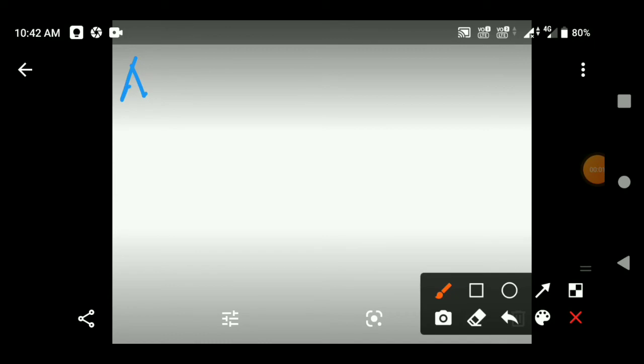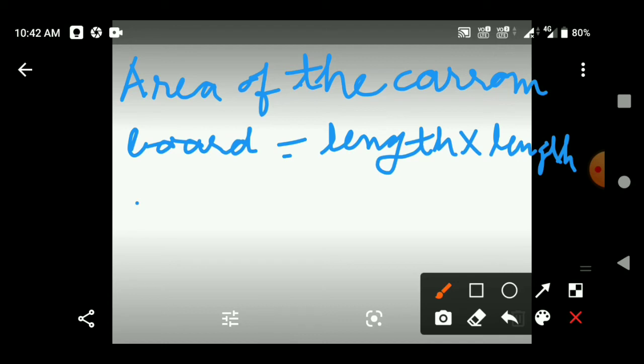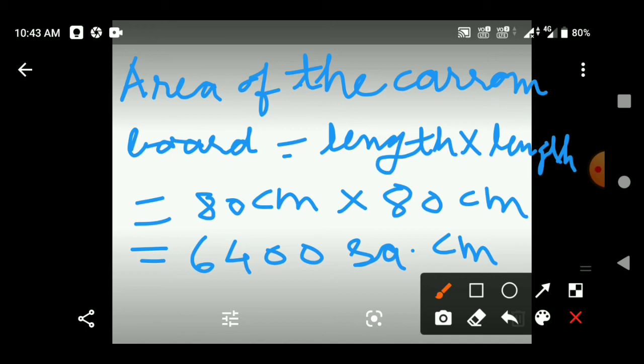Now let's find out the area of carom board. Area of the carom board is equal to length into length. So length is 80 centimeter that we have found out. So 80 centimeter into 80 centimeter. So 8 8s are 64 and 2 zeros. So 6400 square centimeter is the area of the carom board. Now let's move on to the next question.